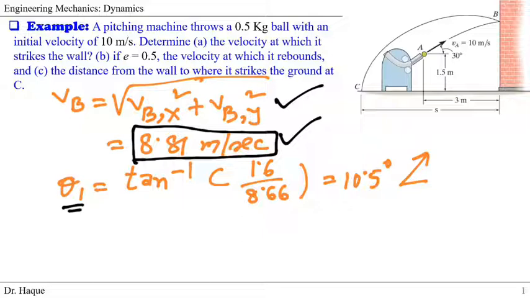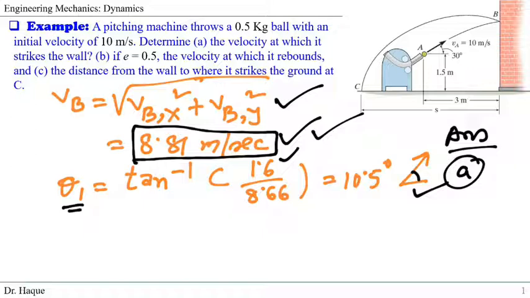Theta 1, if we call it, is tan inverse of the y component, which is 1.6, over the x component, 8.66, and it will give you 10.5 degrees. Calculate yourself. So we figured out this is the answer of part A, this magnitude and this angle. Now let's move to part B.